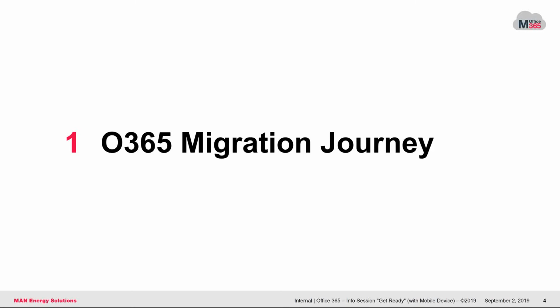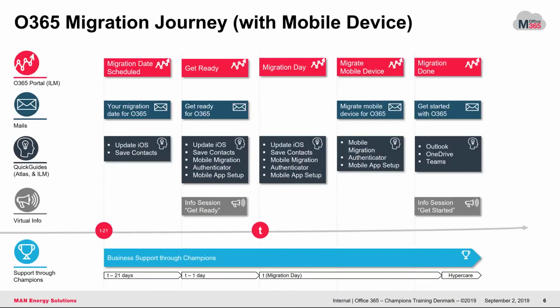Let's start with the O365 migration journey. So how does the journey look like? You all might have received an email like 2 or 3 weeks ago, which says migration date scheduled. So yes, you're in the middle of your migration journey and now it's time to show you what actually is right around the corner. You have first of all the O365 portal in ILM. This is your individual portal which shows you the step or the stage of migration. That means it shows you where in your migration you actually are and what you have to do.